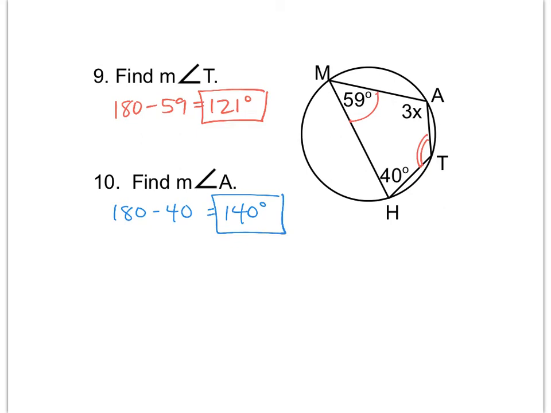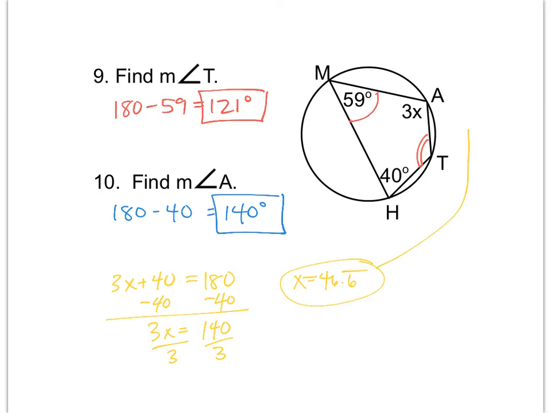The longer way to do it would be like this. 3x plus 40, the two opposite angles, are supplementary, so they add up to 180. You could subtract the 40, and you get 3x equals 140. This is not going to be a nice number. When you divide by 3, you get x equals 46.6 repeating. And then to find the measure of angle A, you would take this and plug it in up here. Well, it turns out 3 times 46.6 repeating is 140 degrees. So either way is just fine. You can do it either way.